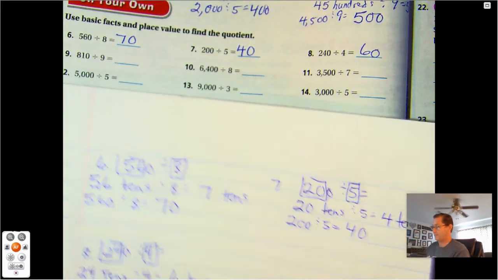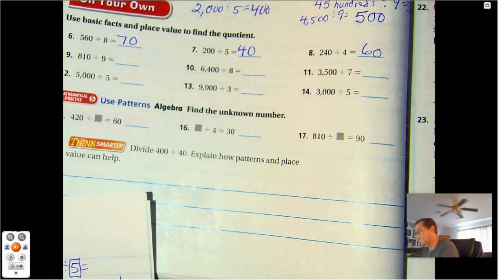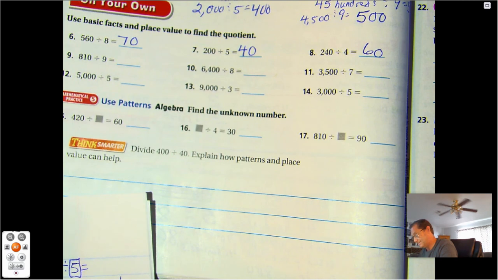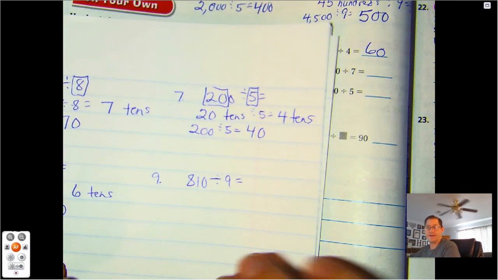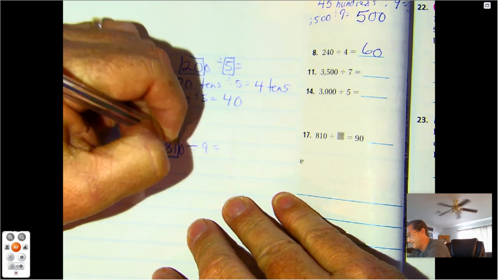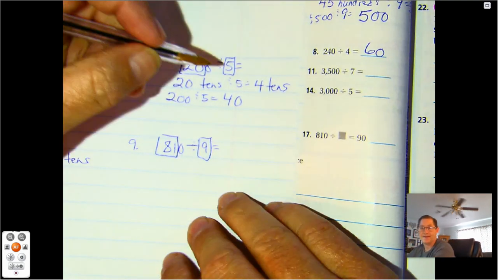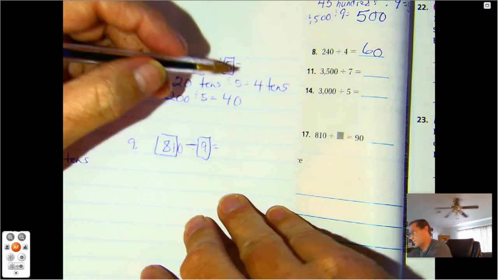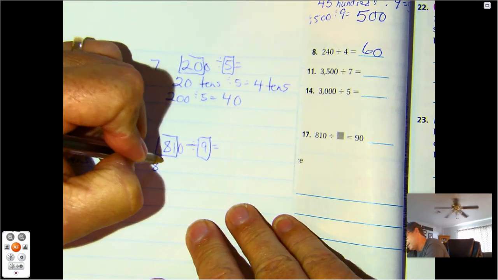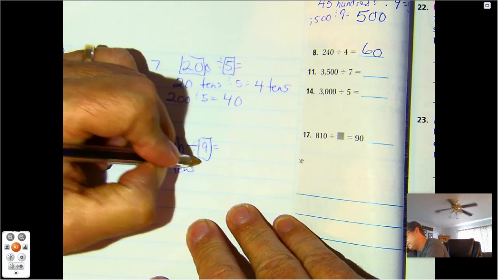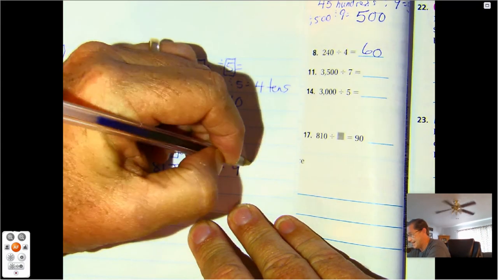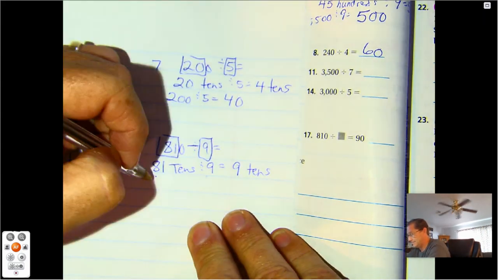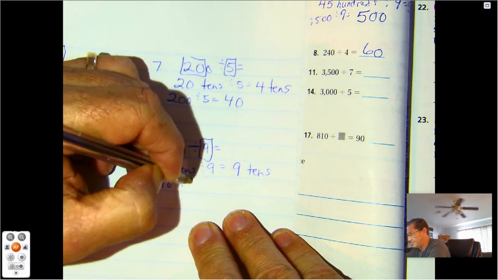Number 9, 810 divided by 9. 810 divided by 9. The basic math fact, 81 divided by 9. Okay. I'm going to rewrite 810 as 81 tens divided by 9. 81 divided by 9 is 9 tens. So 810 divided by 9 is 90.